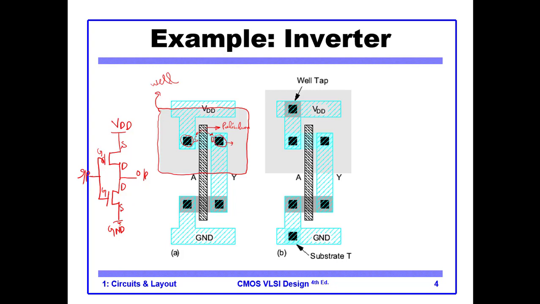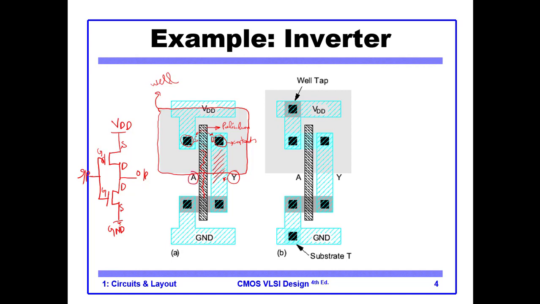Then we have these black things which are contacts. They are metal contacts. For example, this metal contact means that the drain is shorted with this vertical strip, and this vertical strip is your output Y. So this is the strip for your output Y, and this polysilicon strip is your input.